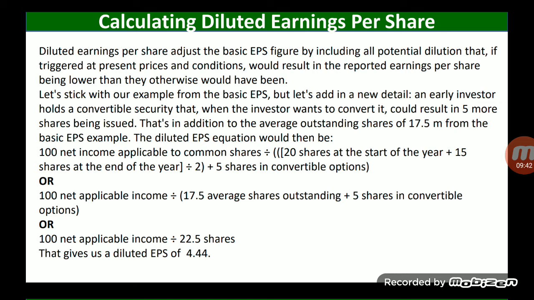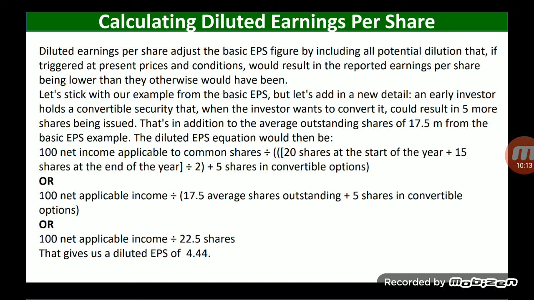Diluted earning per share adjusts the basic EPS figure by including all potential dilution that, if triggered at present price and condition, would result in the reported earning per share being lower than it otherwise would have been. Let us stick with our previous example from the basic EPS, but let's add in a new detail.